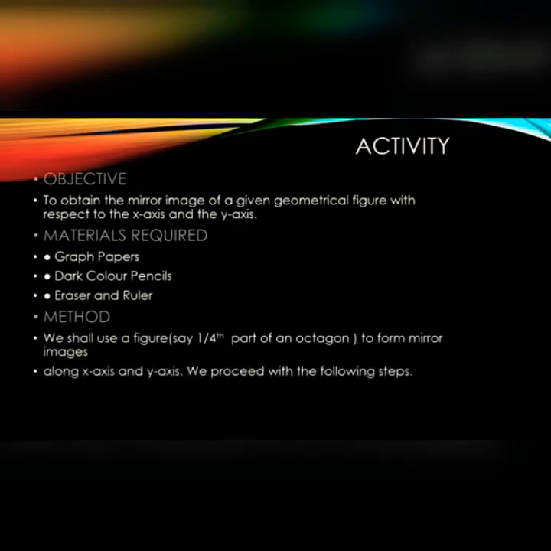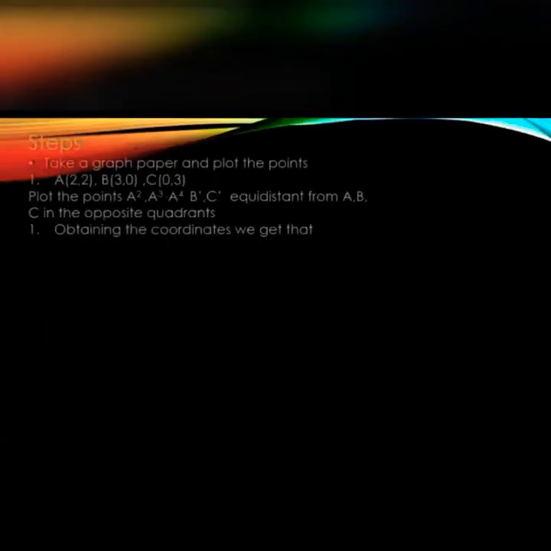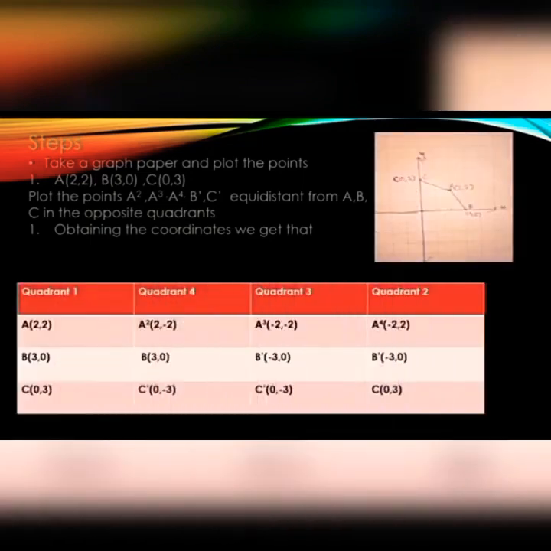Along the x and y axis, we proceed with the following steps. Take a graph paper and plot the points A (2, 2), B (3, 0) and C (0, 3). Plot the points A2, A3, A4, B dash and C dash equidistant from A, B and C in the opposite coordinates. Obtaining the coordinates, we get that quadrant 1 has the following points, followed by quadrant 4, quadrant 3 and quadrant 2.